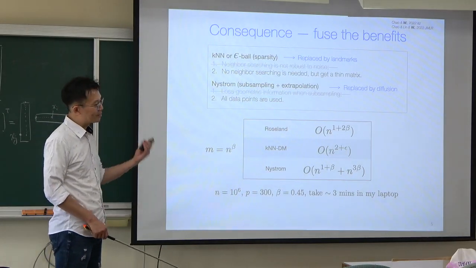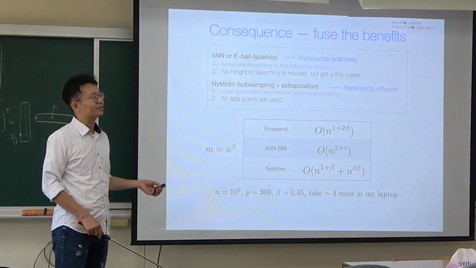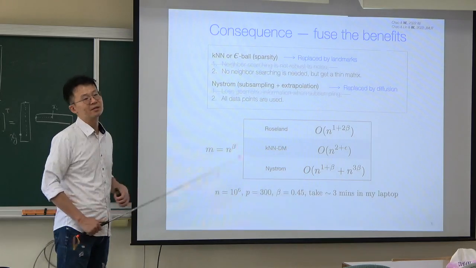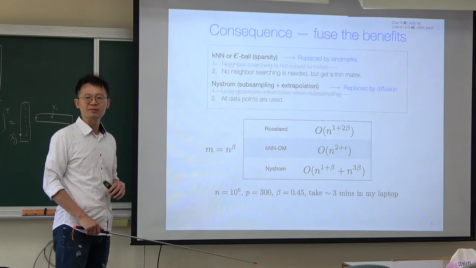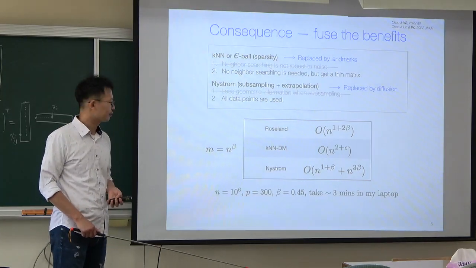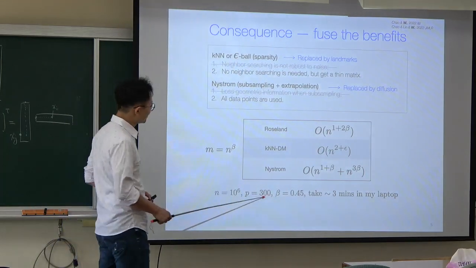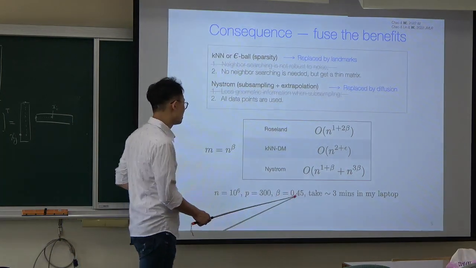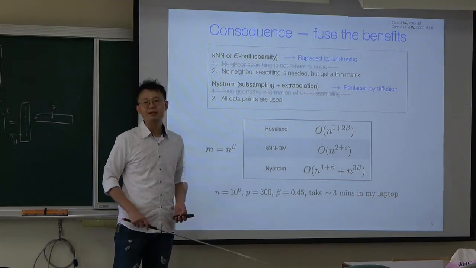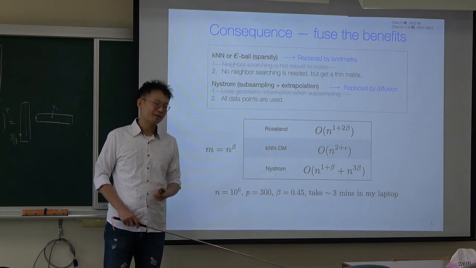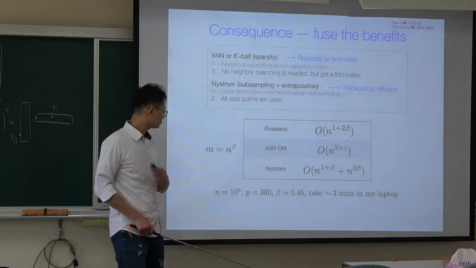So usually, if you ask me for some recommendation, I would say if n is greater than 5,000, then maybe you can start to consider Roseland. But if it is just 1,000, well, you can still use it, but maybe the benefit is not so strong. And if n is actually 1 million, ambient space dimension is 300, beta is 0.45, then in this small computer, it only takes about 3 minutes to finish the computation. So it can allow us to go beyond 1 million to some extent.